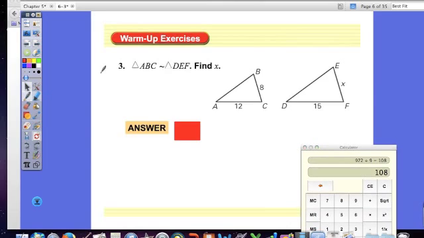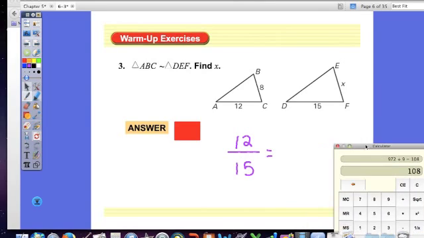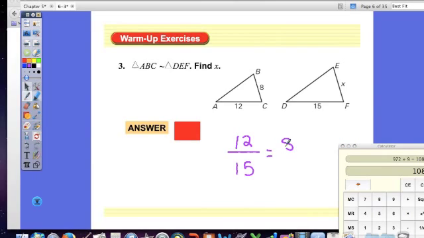And triangle ABC is similar to DEF. They want us to find x. So AC is 12, DF is 15. These ratios are going to need to be the same if they're similar.